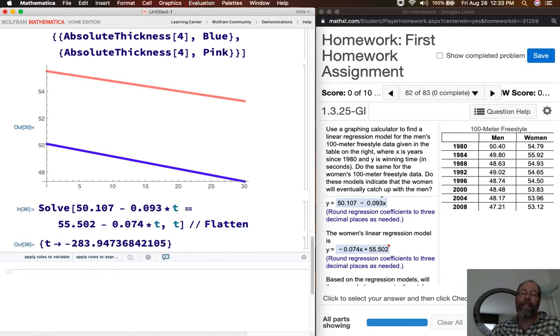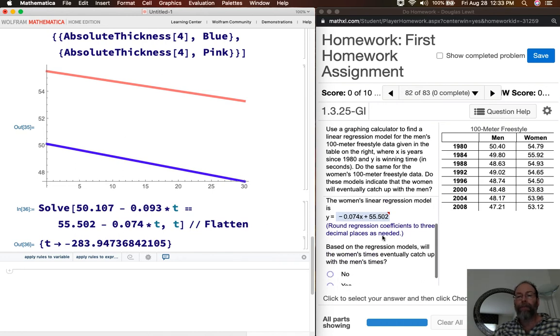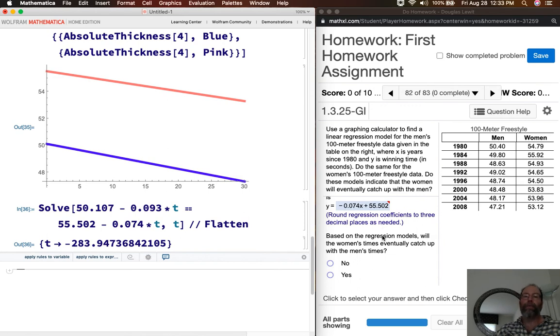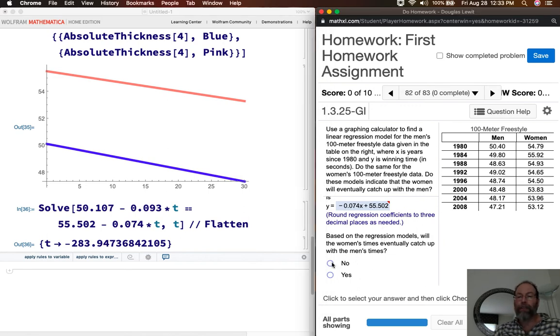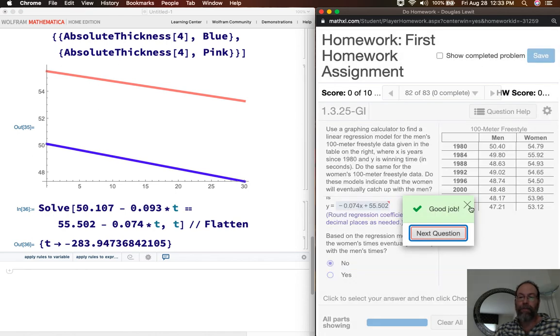Okay, so we see here that t is negative 283.947, but we don't want a negative number of years. We want a positive number of years. Because we can't have a negative number of years for this particular problem, it wouldn't make any sense. So we would argue that the women will never be able to have the same swimming times as the men. So the answer should really be no. The answer is no. Okay?